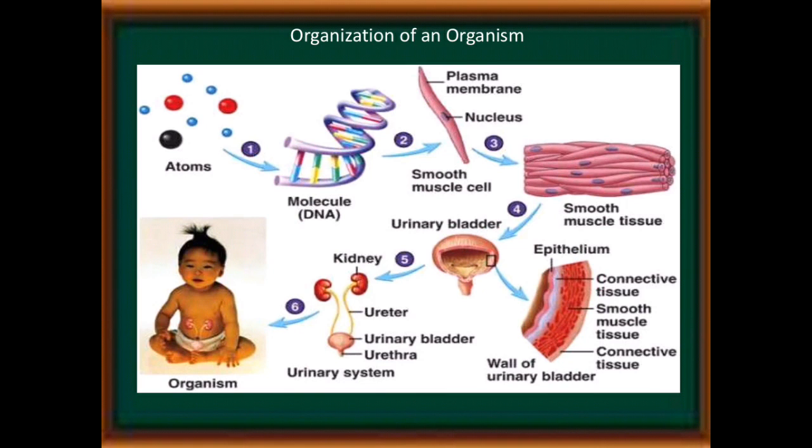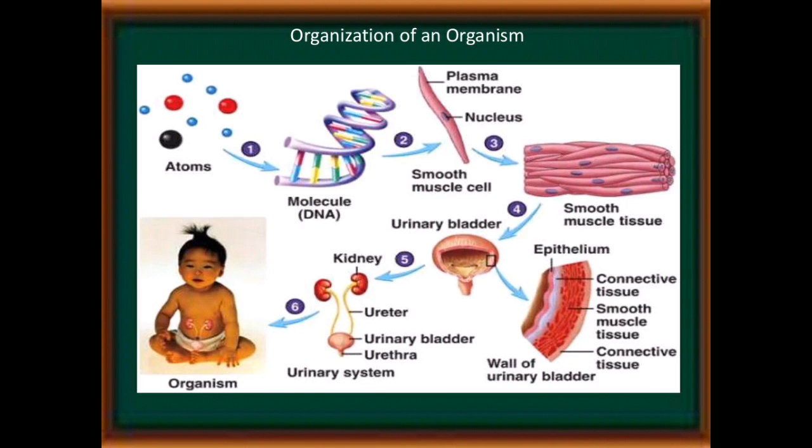Then these molecules combine to form cell. One example is here, that is smooth muscle cells. Cells combine to form tissue. Tissue is a group of cells having similar origin and function. Then different types of tissue further combine to form organ. See the different organs that consist of different types of tissue. That's why they perform different functions.